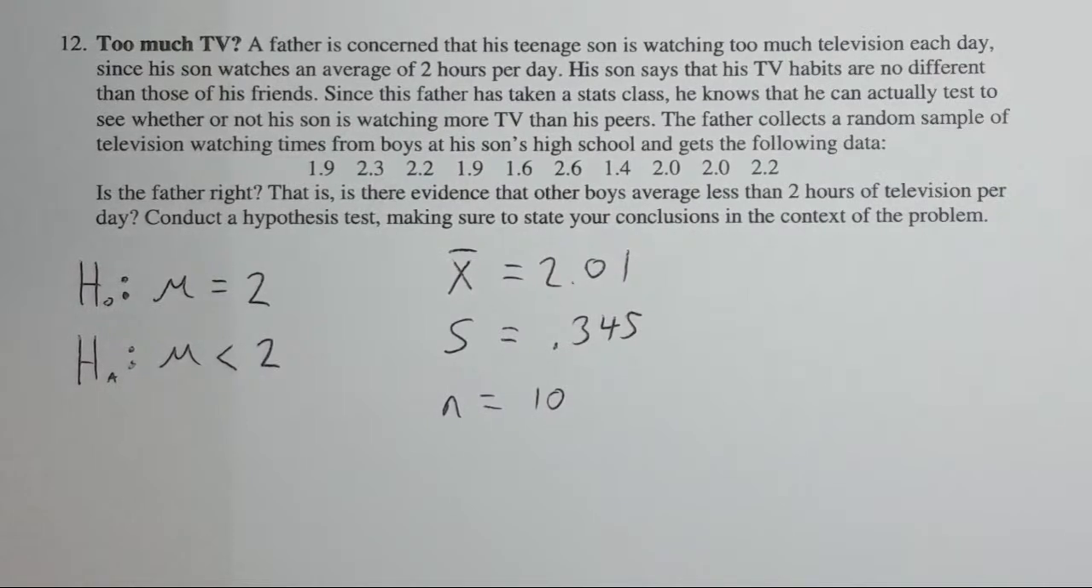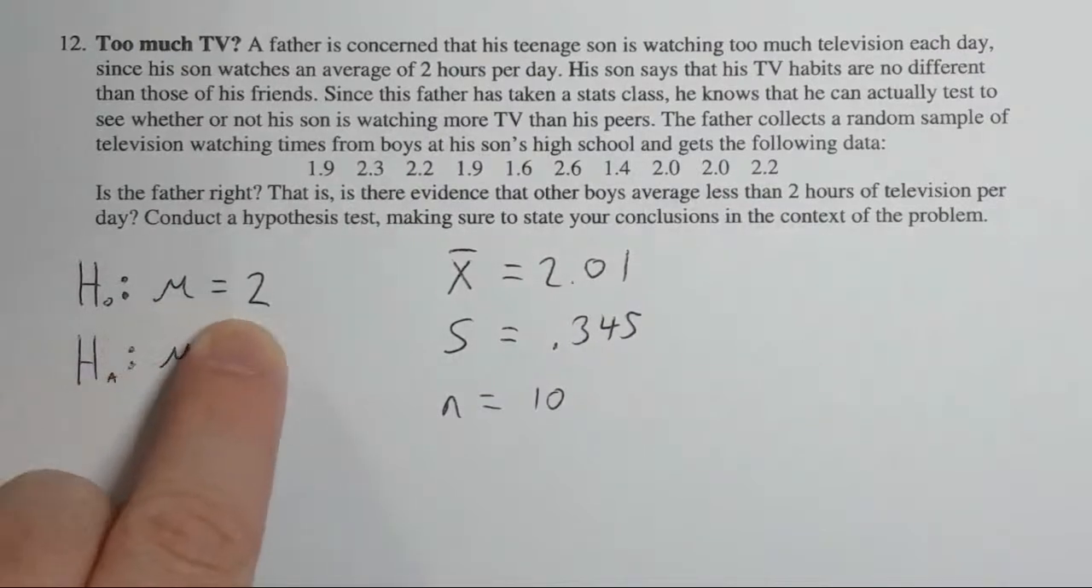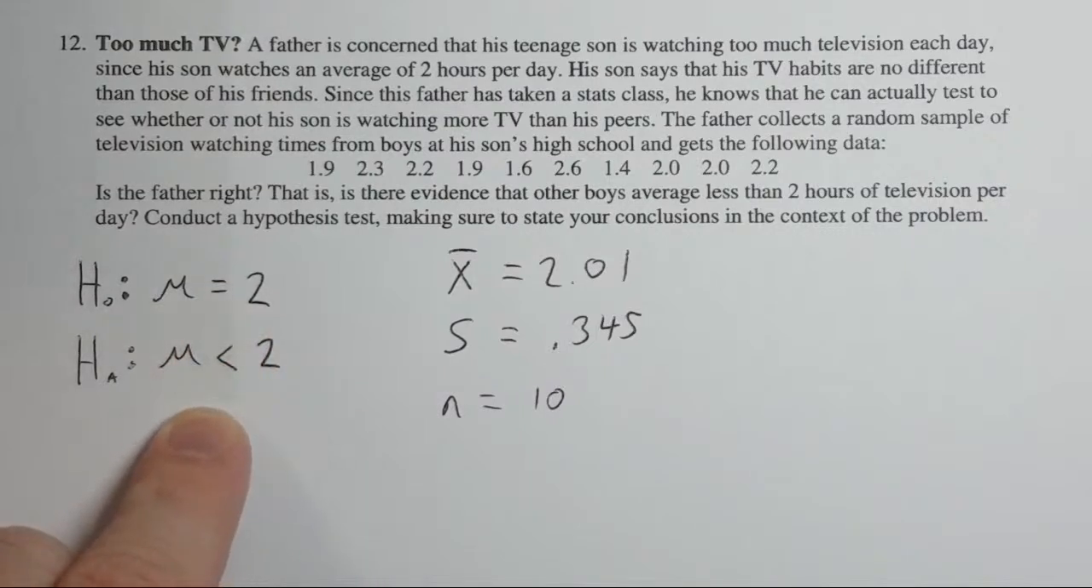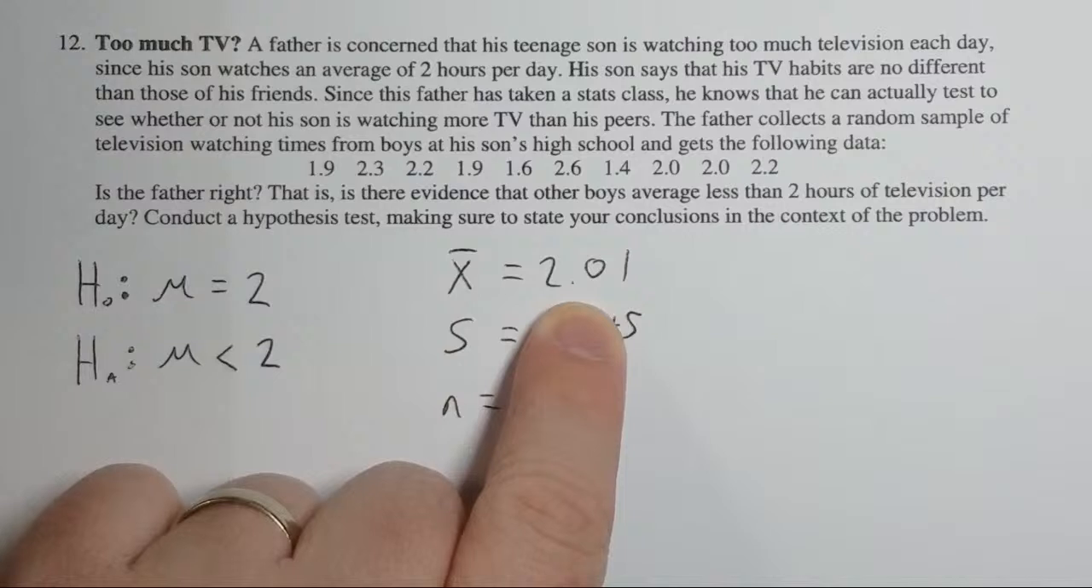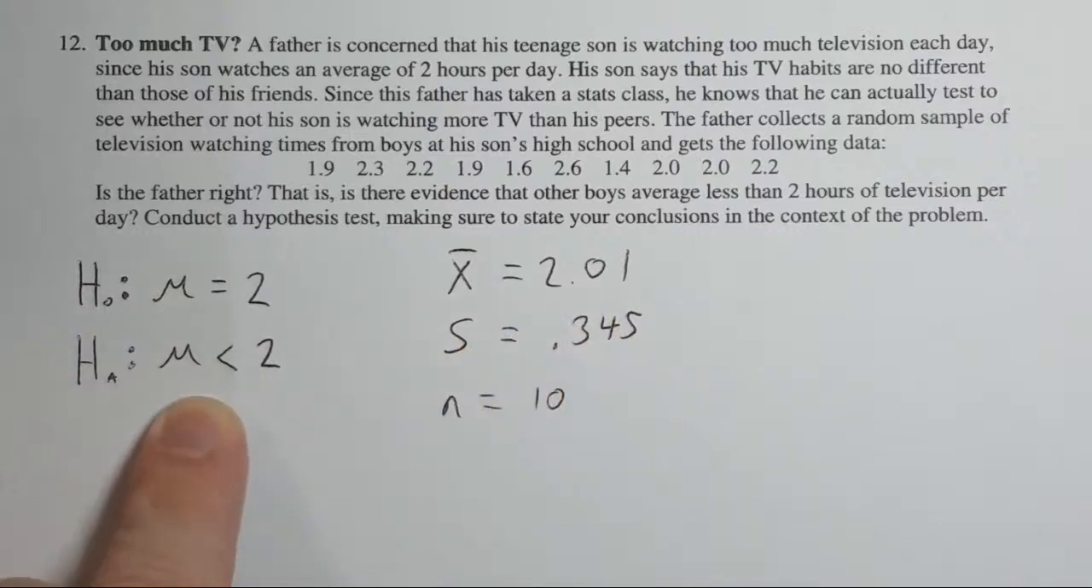That's what he's trying to prove. That's what the alternate hypothesis would be. The son's claim is innocent until proven guilty; the father is trying to show that his friends watch significantly less. Yes, I understand that 2.01 is greater. But in the context of the problem, you're going to have to go less than in this case.